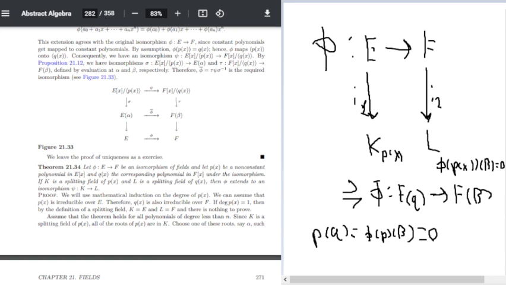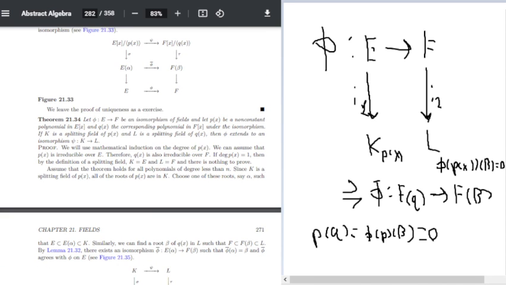Because I know what it will ultimately be. It will be the fixing of the base field F, and it will be something about the linear combinations and the fact that we have a linear isomorphism. So anyways, okay. Theorem 21.34.